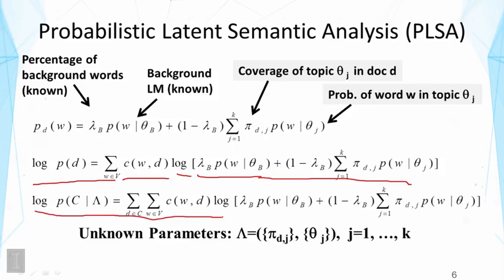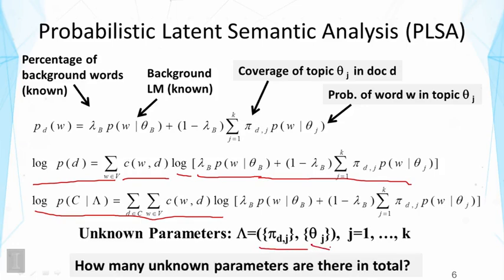So what are the unknown parameters? I already said there are two kinds. One is coverage, one is the word distributions. And again, it's a useful exercise for you to figure out exactly how many parameters there are here. How many unknown parameters are there? Now, trying to figure out that question would help you understand the model in more detail. And it would also allow you to understand what would be the output that we generate when we use PLSA to analyze text data. And these are precisely the unknown parameters.